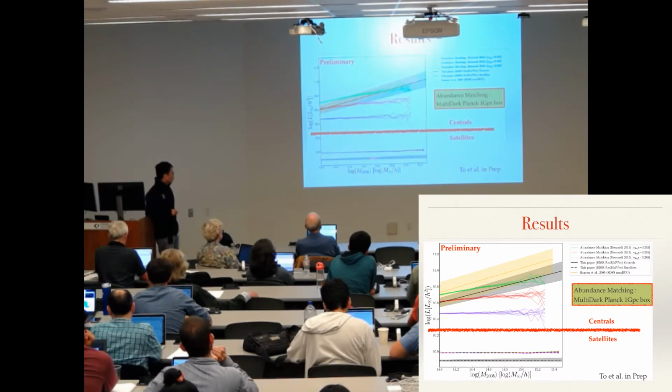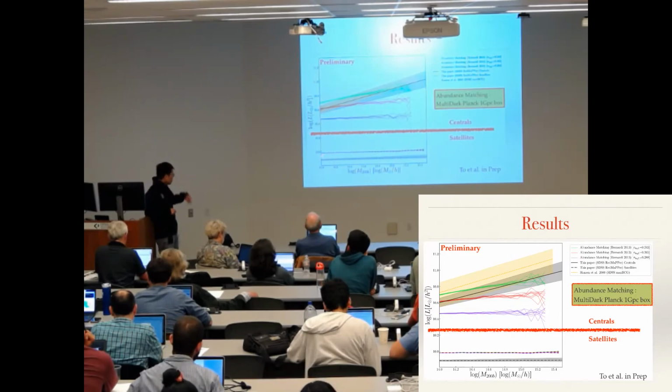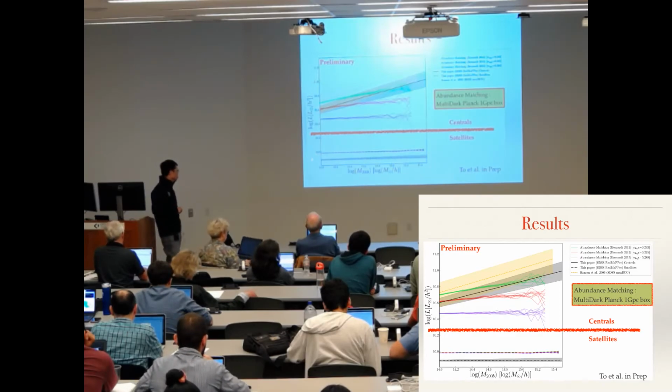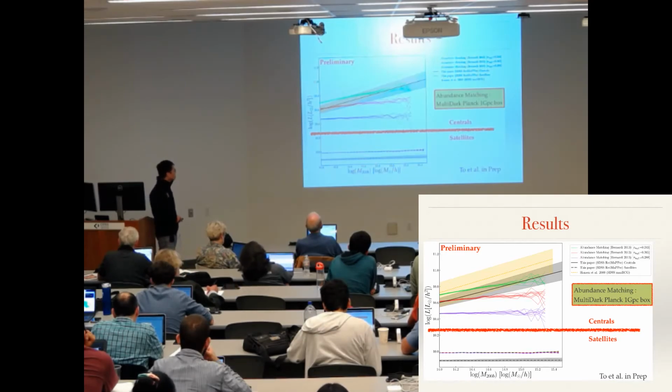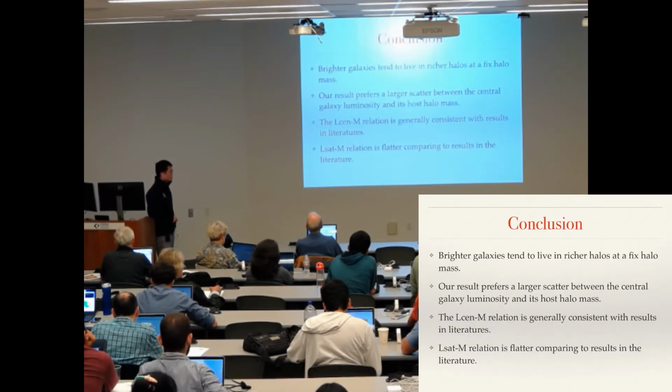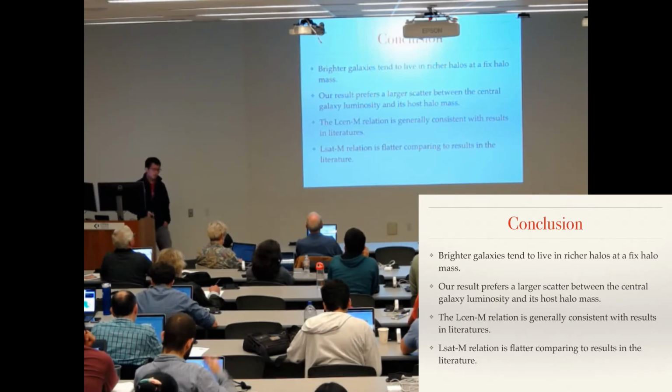For the satellites, I won't pay a lot of attention to the normalization because this corresponds to some luminosity cut we chose. But the fact that the abundance matching also prefers a flatter correlation is similar to what we found. So this is the conclusion. I'll take questions right now.